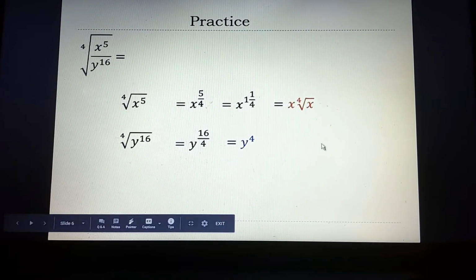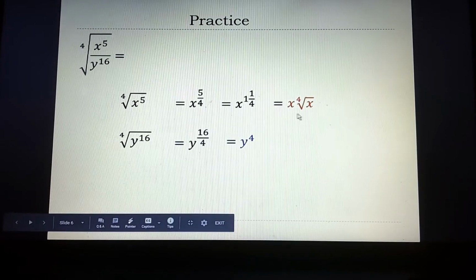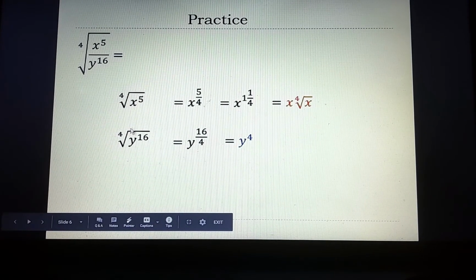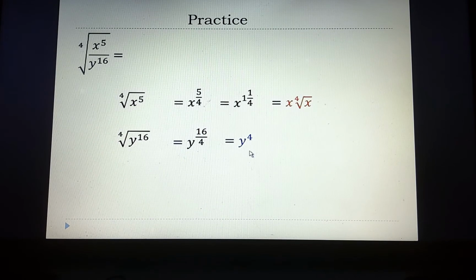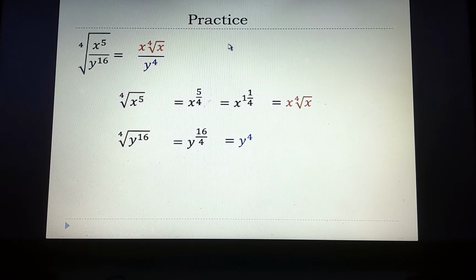Now, the red part, this is what was on top. So this is going to stay on top. This is originally what was on bottom, so that's going to stay on the bottom. So our final answer is x times the 4th root of x all over y to the 4th.